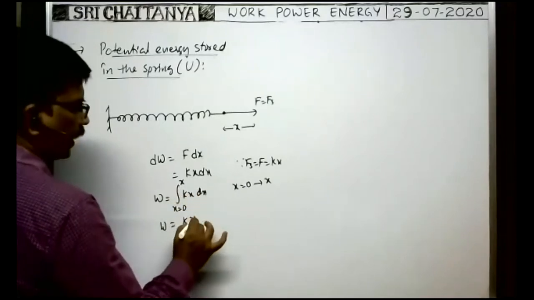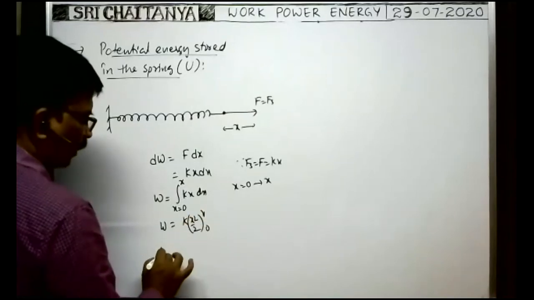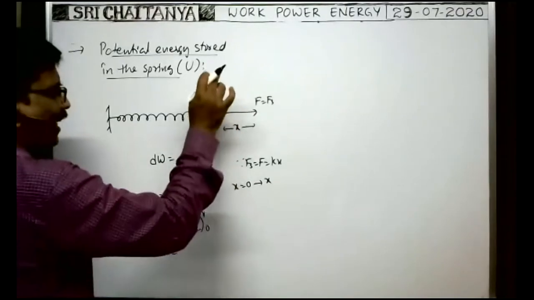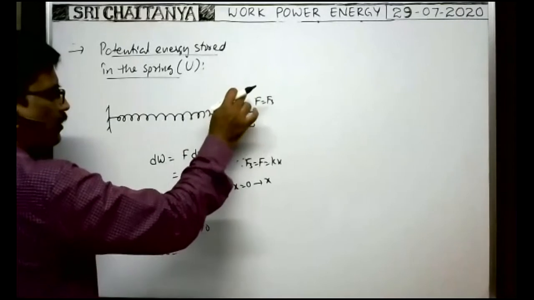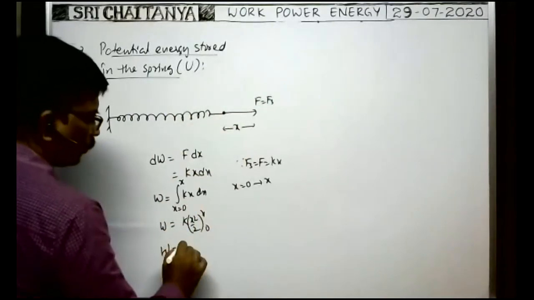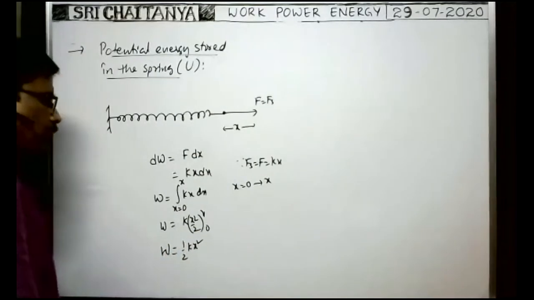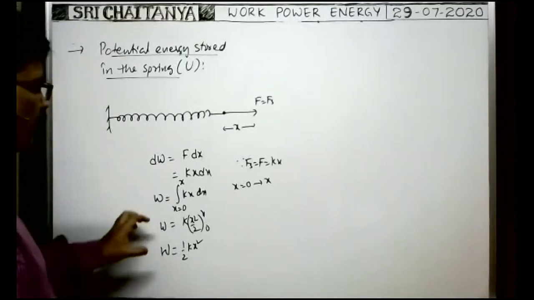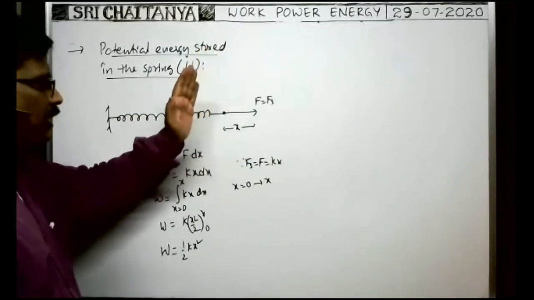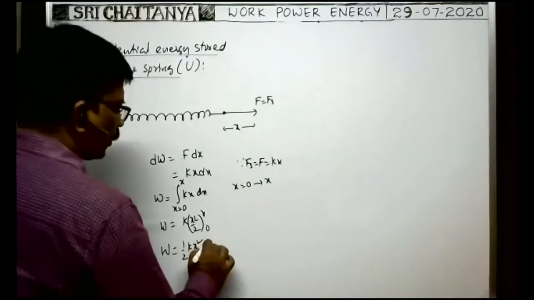Integral of x dx means x square by 2. If you substitute the limits 0 to x, you will get this only. Therefore, the work done by the external agent to extend the spring by a length x is equal to 1 by 2 k x square. This work done by the external force on the spring is stored in the spring as potential energy.